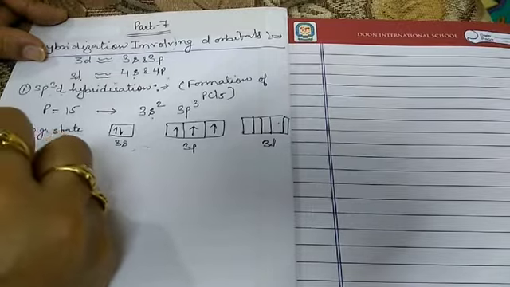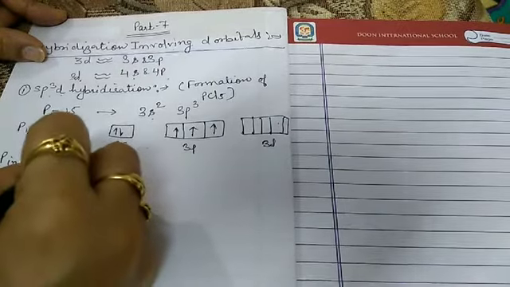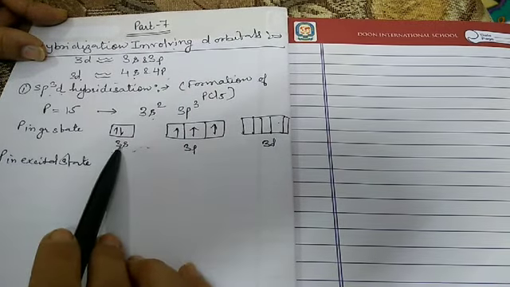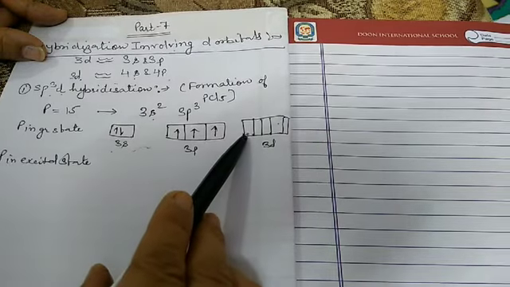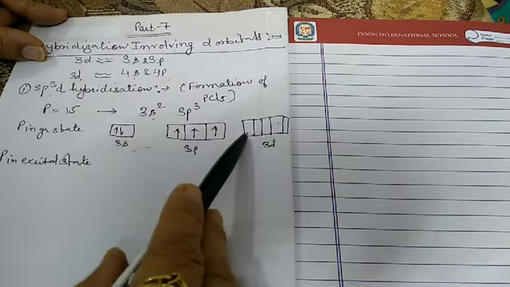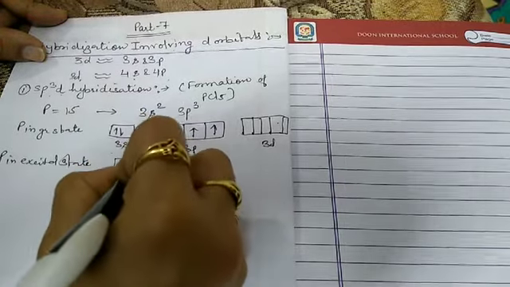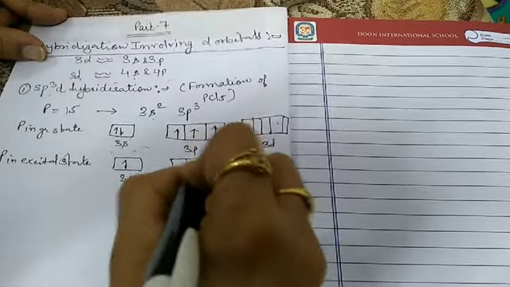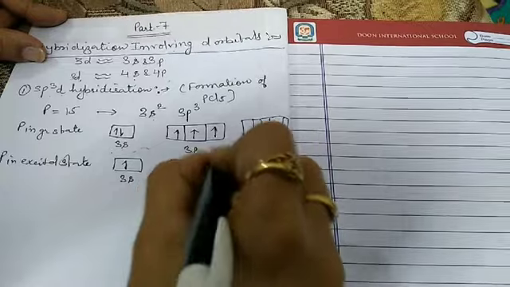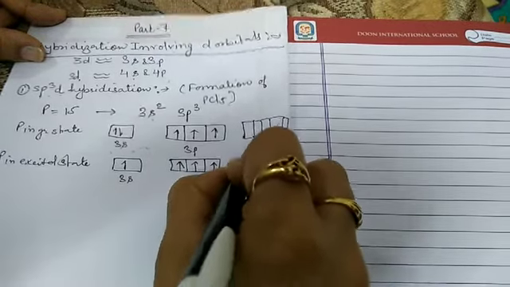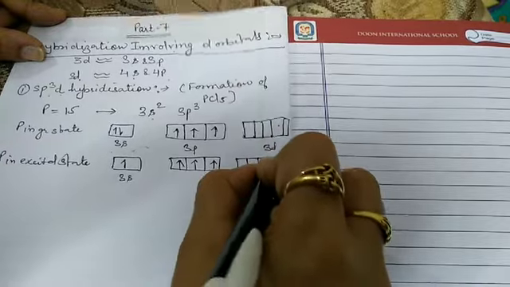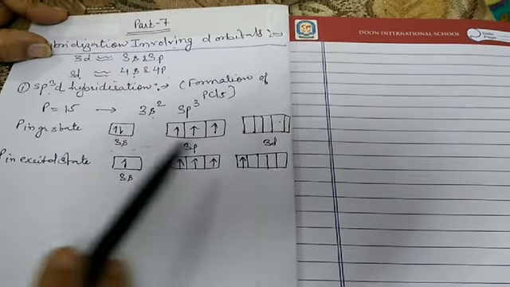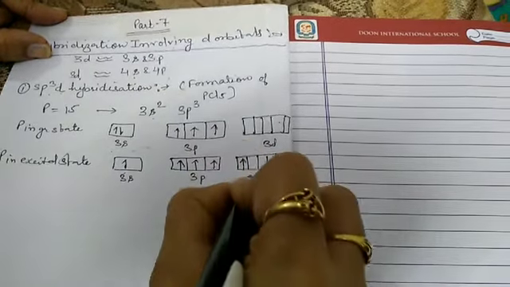But phosphorus in the excited state: one electron from the s orbital jumps to the d orbital. Now we have only one electron in 3s, we have 3 electrons in 3p, same as before, and the d orbital has 5 suborbitals, with one electron in one of them. This is the 3s, this is the 3p, and this is the 3d.